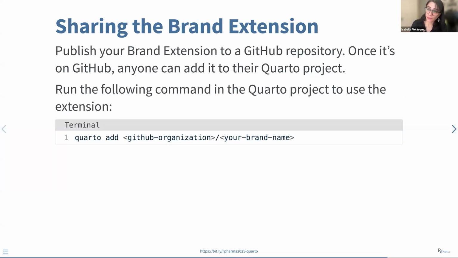anybody can add it to their Quarto project by running this quarto add command. So say I have a website, I want to use your brand extension, I would go to the terminal and run quarto add, and then whatever the name of your GitHub repository is, and then slash, and whatever the name of your brand extension is. And then that will basically download that folder into my Quarto project. And the next time I re-render my Quarto project, it will have all of your branding.